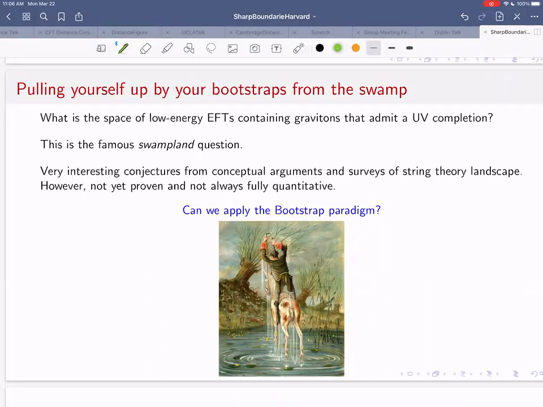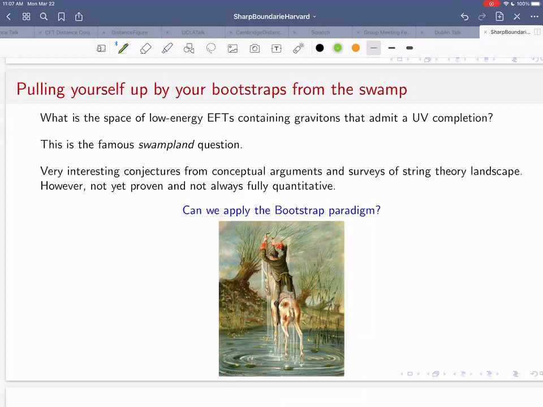What comes to mind to someone with my background is, can we apply the bootstrap paradigm? You're probably familiar with the fact that in conformal field theory, we have been able to put sharp boundaries in the space of putative conformal field theories defined in terms of critical exponents and OPE coefficients. There are these famous exclusion plots. This is something that the conformal bootstrap is very good at doing. It's putting sharp boundaries between something which is definitely excluded and something which may be allowed.